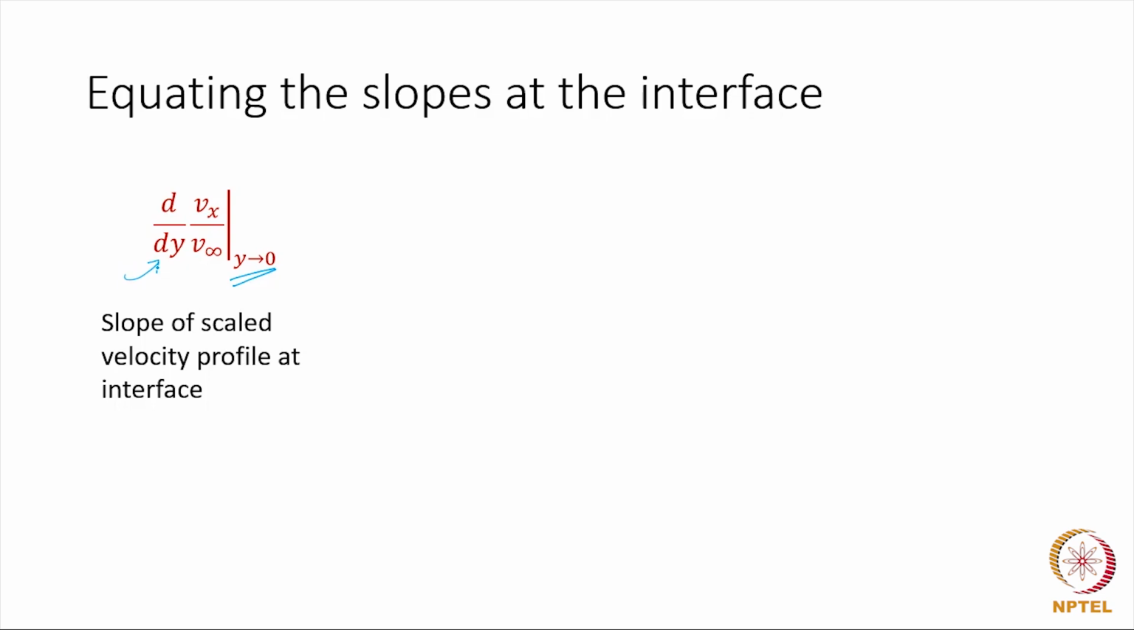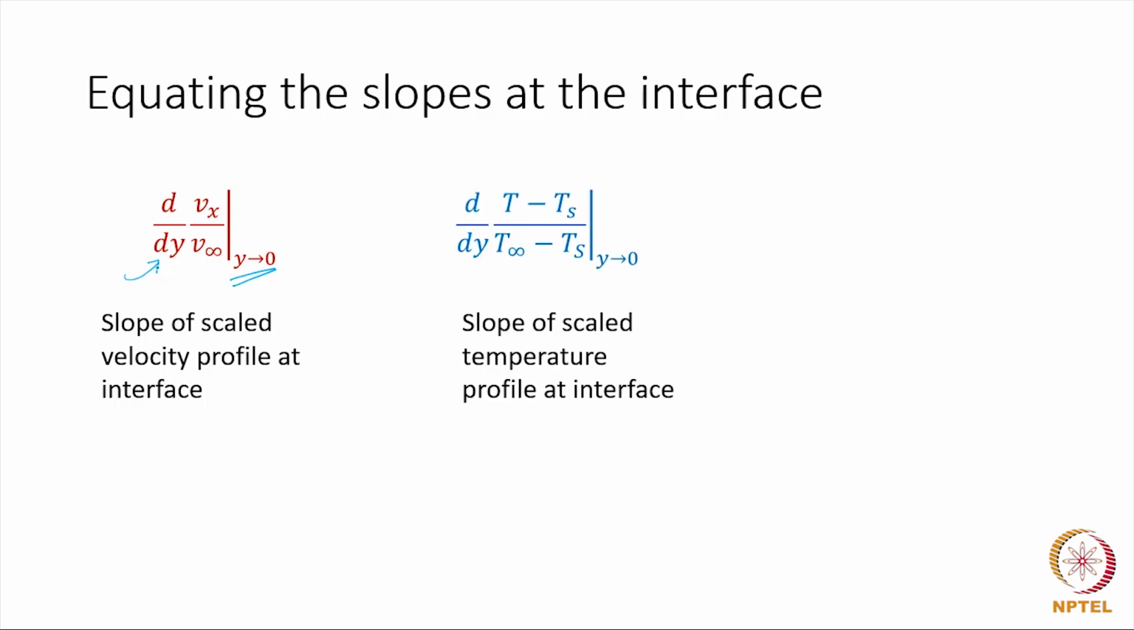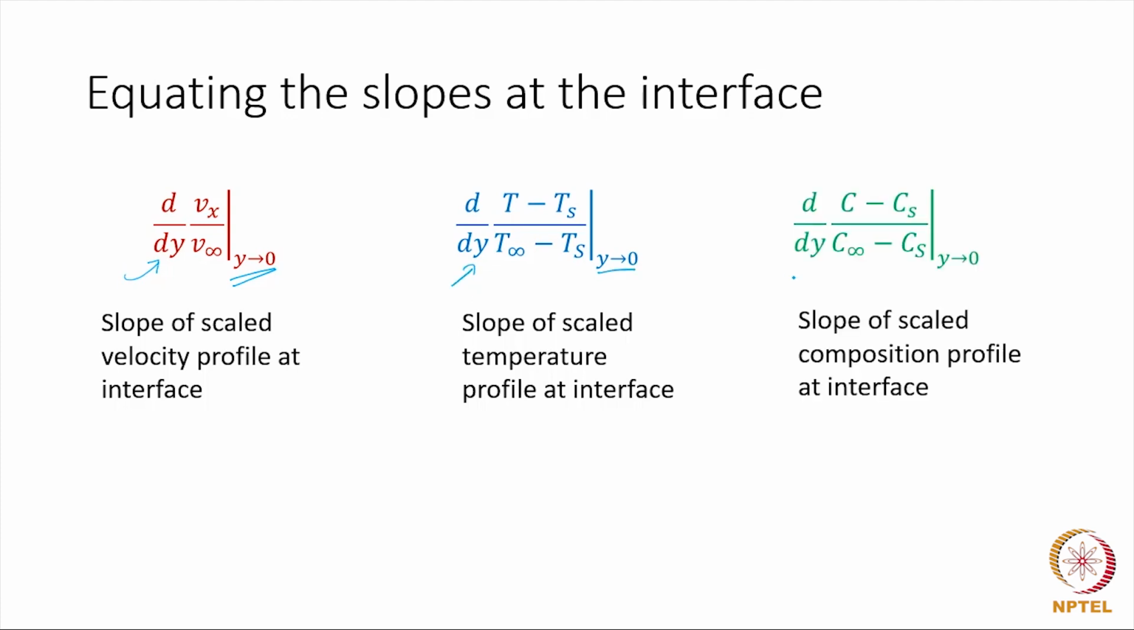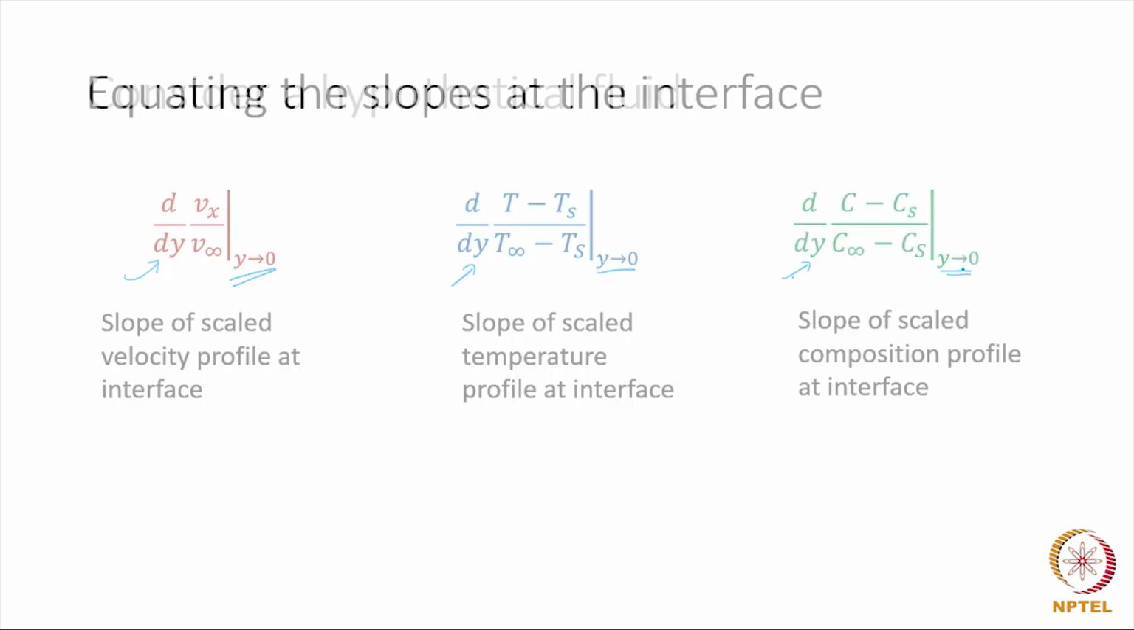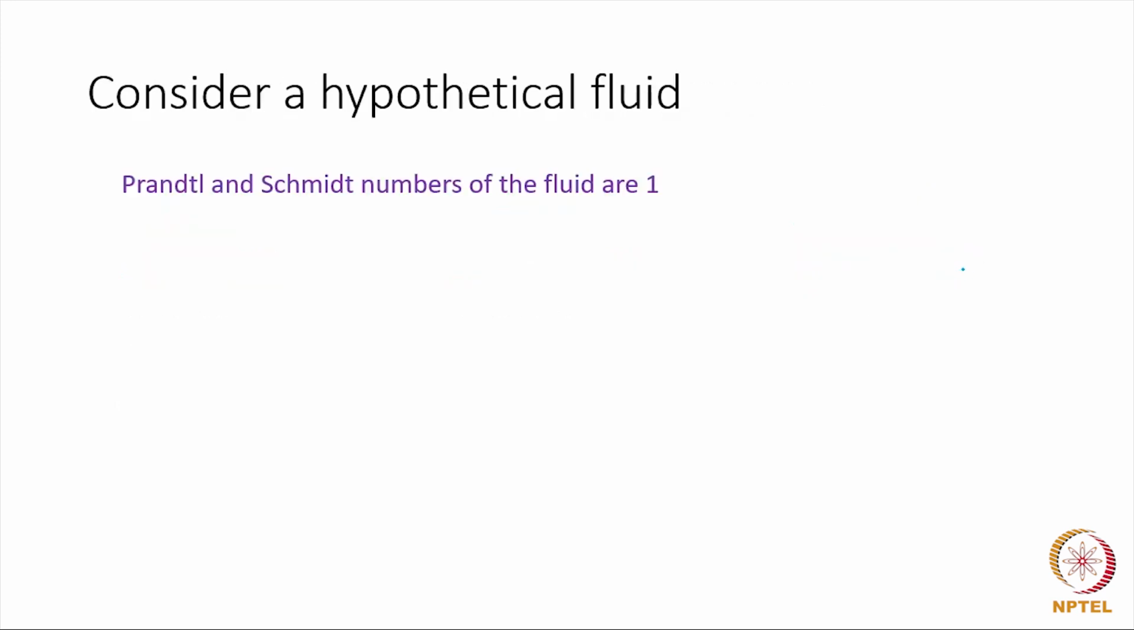So the slope of the velocity profile, scaled and evaluated at the wall, we are suggesting that it may be equal to a similar slope of the scaled temperature profile at the interface, and also to the scaled solute profile at the interface. Now if that is the case, then we can actually see how we can manipulate these three terms in a way that they relate to some quantities which we are familiar with.